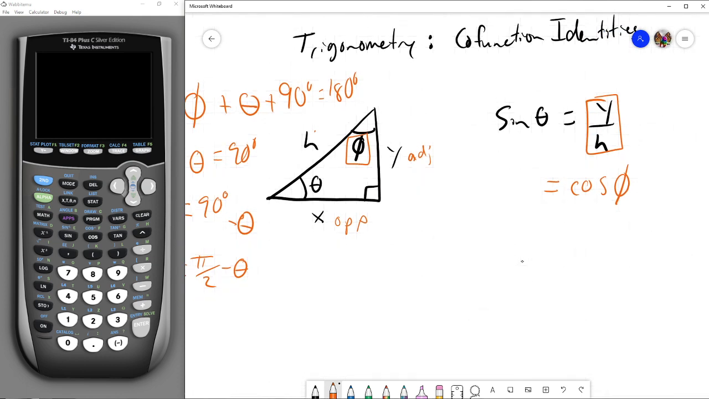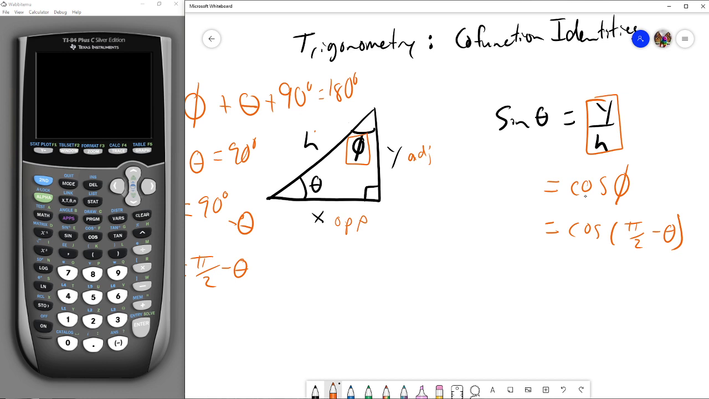So since we have sine theta is equal to cosine of phi, that means this is also going to equal cosine of pi over 2 minus theta. And that precisely is what we talked about earlier about the horizontal shifts of sine and cosine. And this proves here that we have the horizontal shift by pi over 2. That's the relationship between sine and cosine.